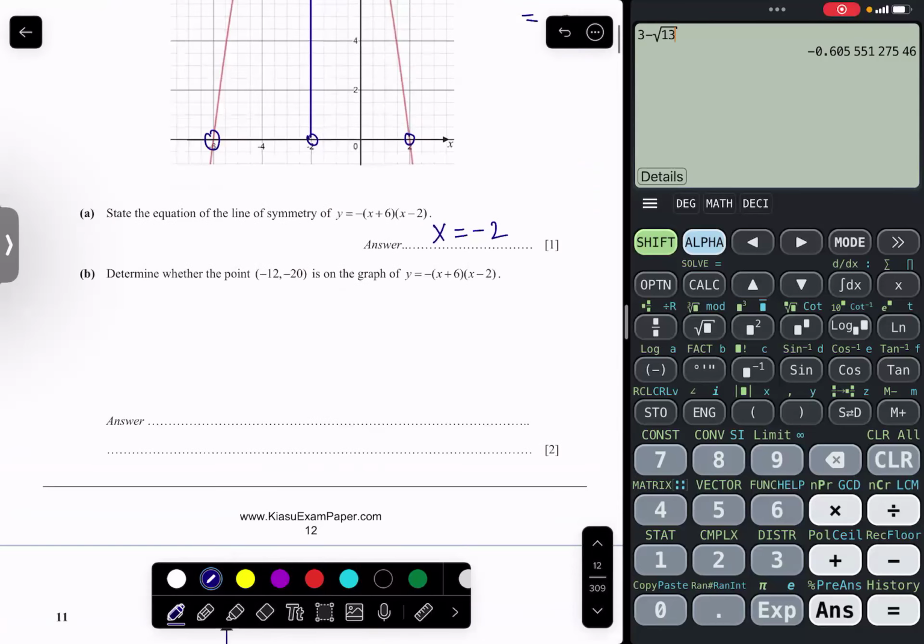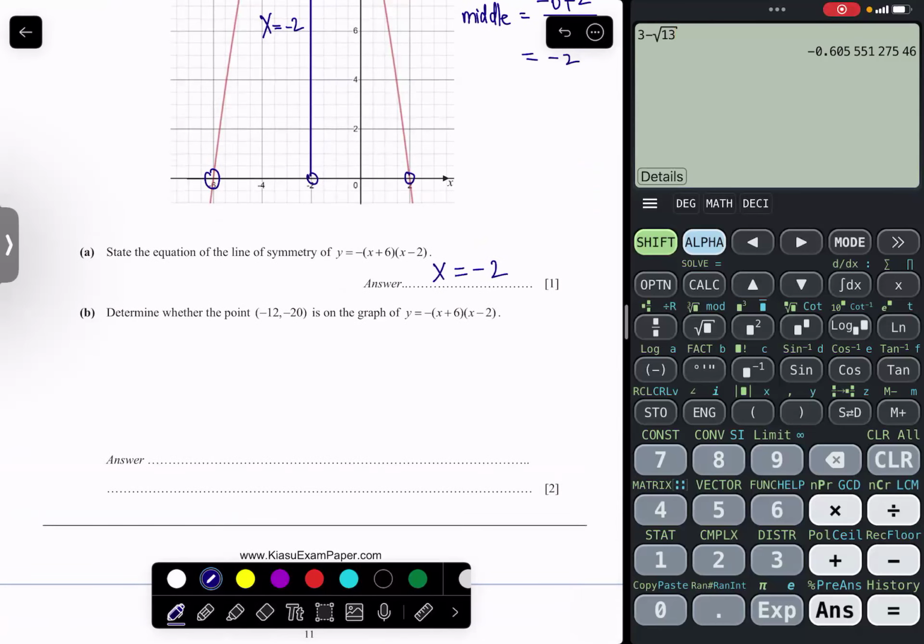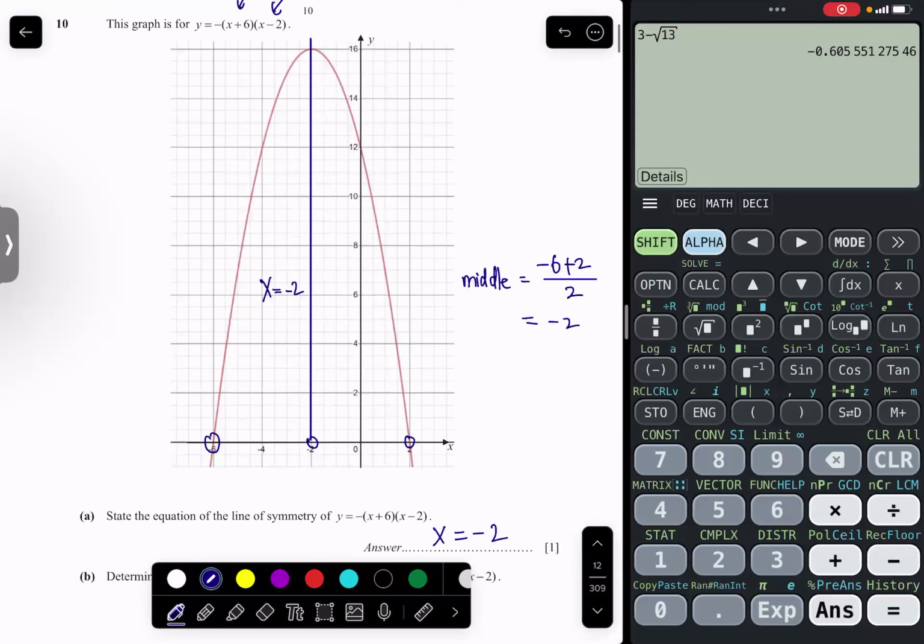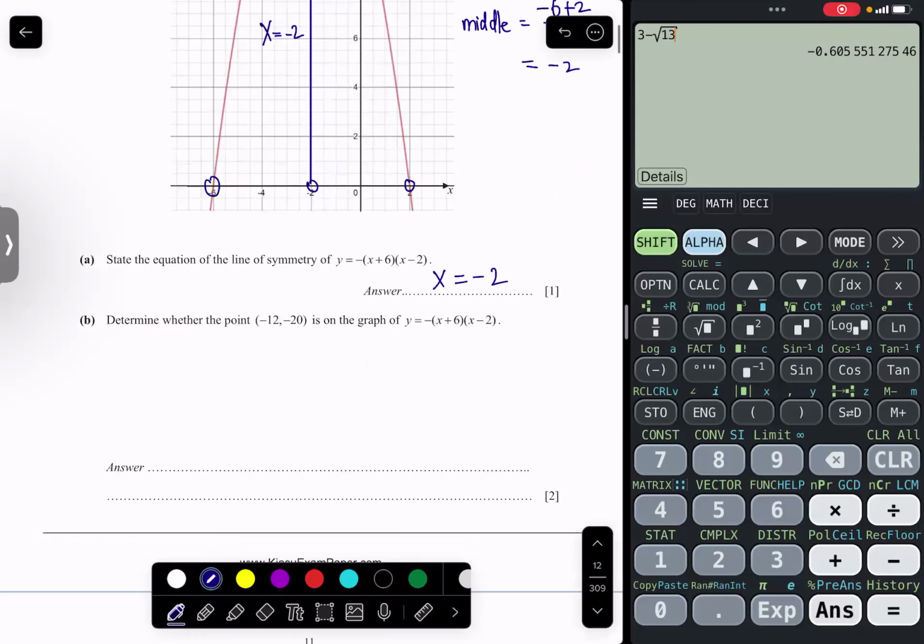Now determine whether the point (-12, -20) lies on the graph. Okay, now we have no idea of the extensions of the graph. So the way to do that is to sub in into the equation. Okay, we want to determine one or the other, so we just sub in one of it. So I'm going to sub in x and say y equals negative, okay, x is replaced with -12, so -12 plus 6, and -12 minus 2.